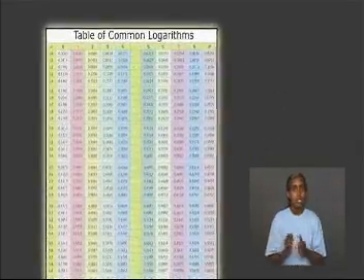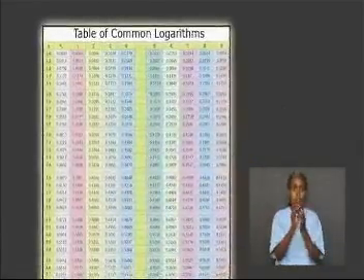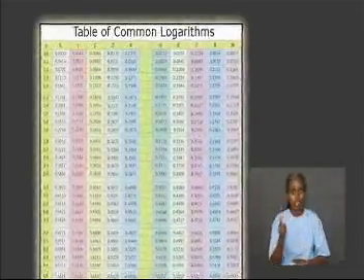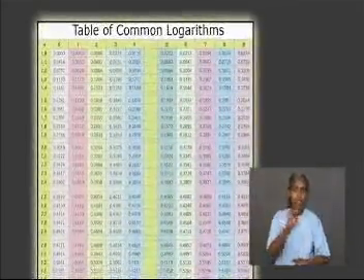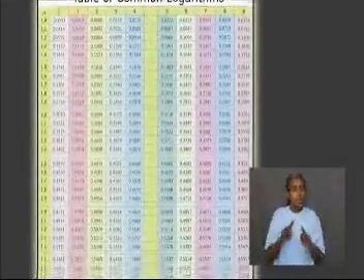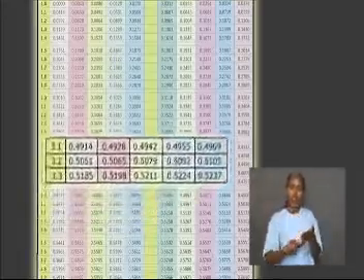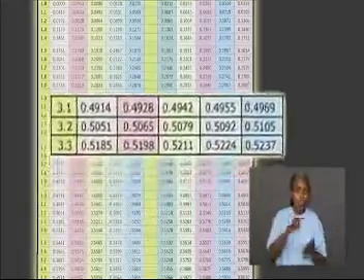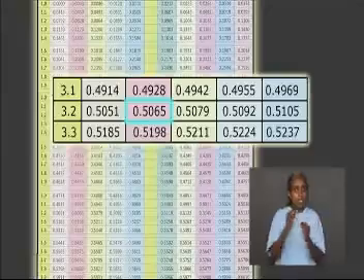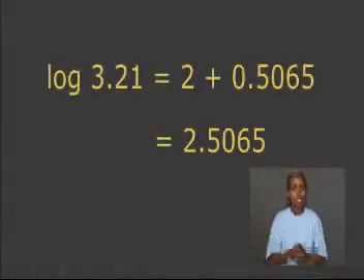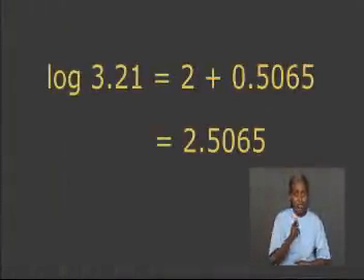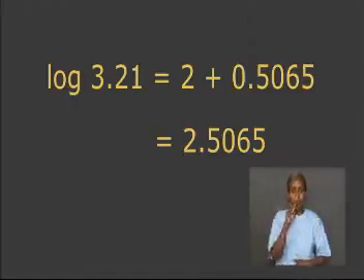The common logarithm of a number between 1 and 10 is a number between 0 and 1. When we check our table, we find that the approximate value of the logarithm of 3.21 is 0.5065. Therefore, the logarithm of 321 is the sum of 2 and 0.5065.